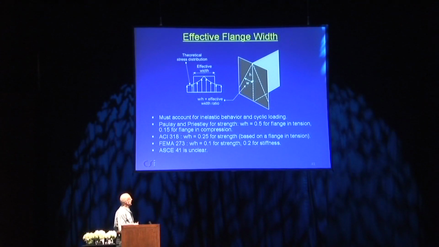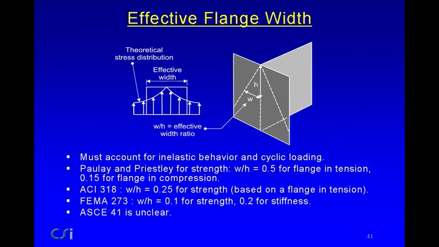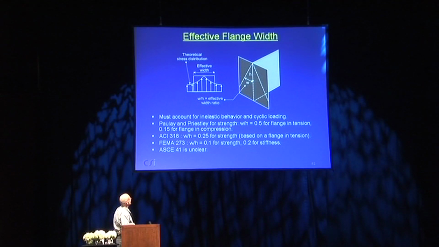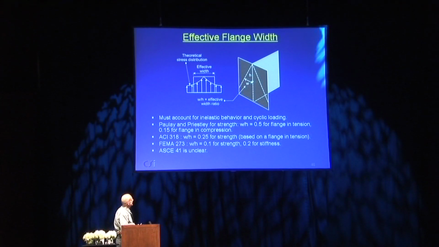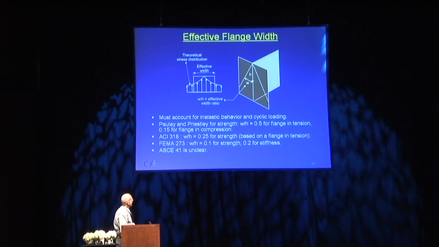When you do this, if it's inelastic, it becomes a little more complicated to figure out what is the effect of shear lag. Firstly, you must account for inelastic behavior, and you must account for cyclic loading. And in the next 4 points, I've indicated what suggestions have been made for the effective width. Now, the first one here is from Powell and Priestley's book. They suggest for strength that the effective width as a multiple of the height of the wall should be 0.5 for a flange in tension, 0.15 for a flange in compression.